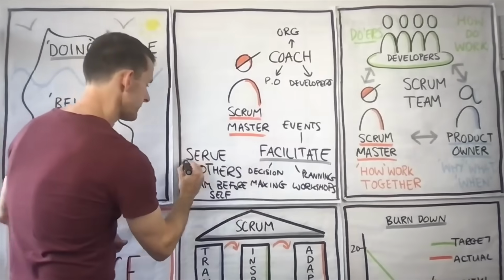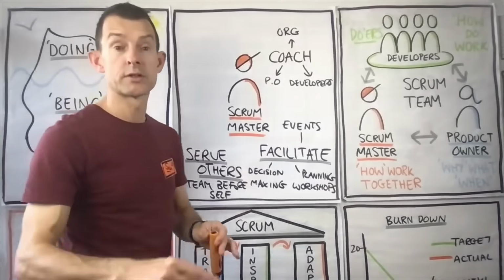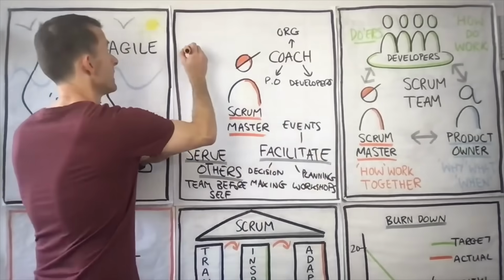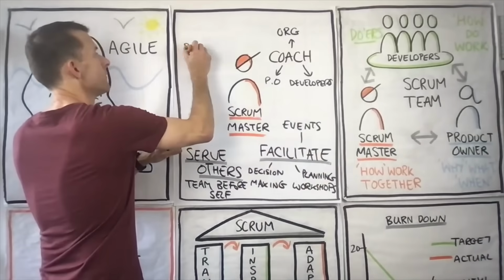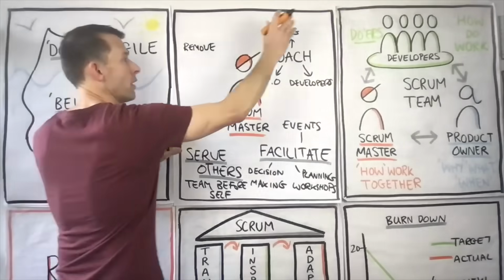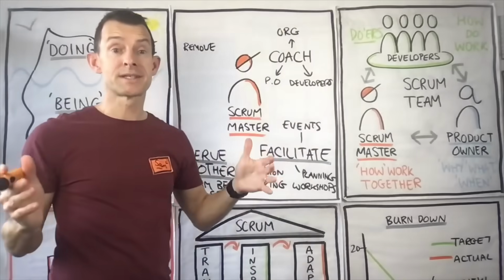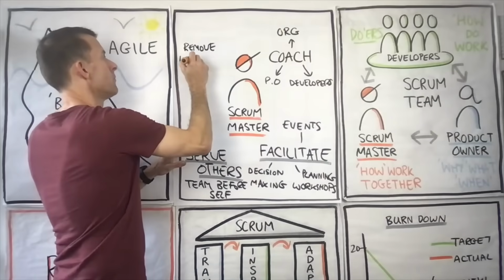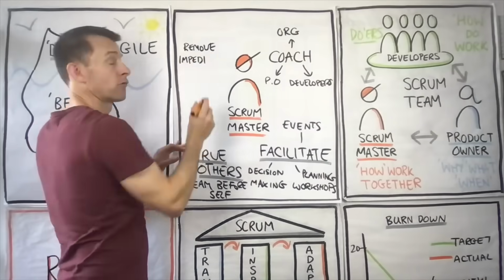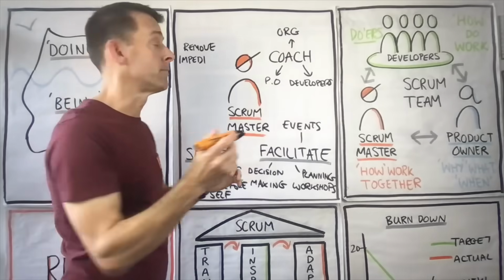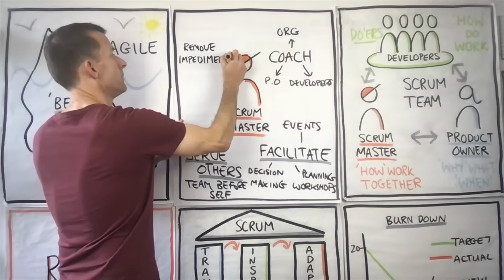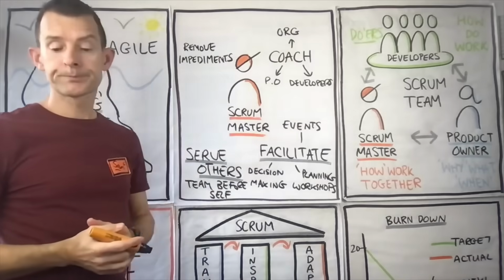A couple more things. So these are the key headlines. A couple more things that the Scrum Master does. You may have heard that they remove impediments. Now, some impediments the developers can solve themselves, but especially things that are beyond the Scrum team's control, the Scrum Master will take. So removing the impediments is a big part of the job.